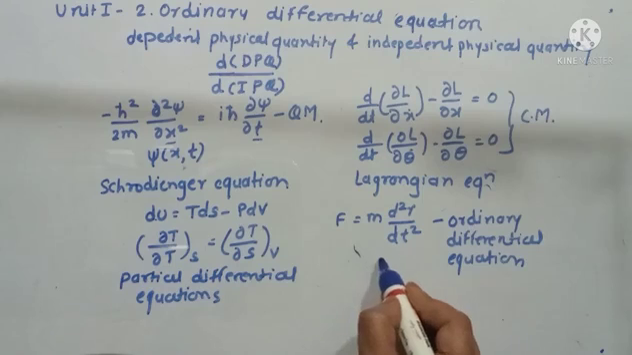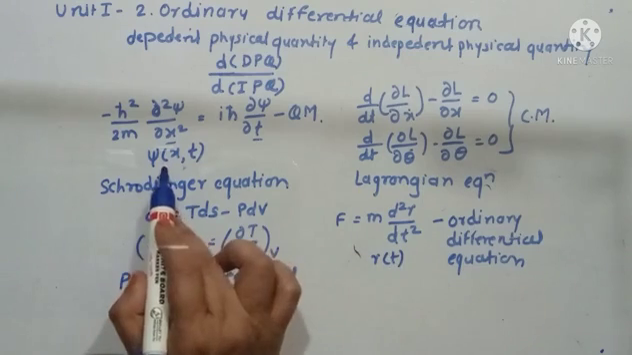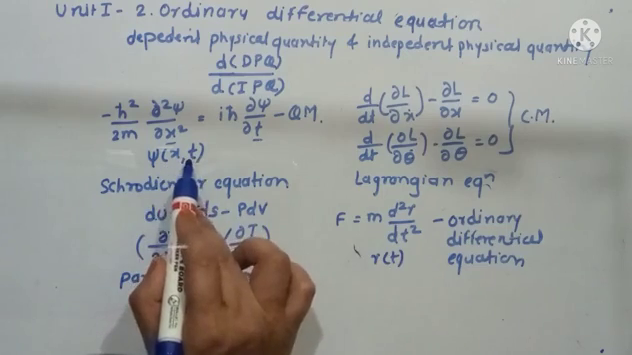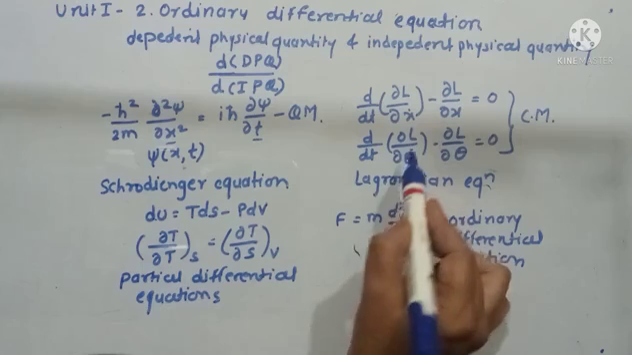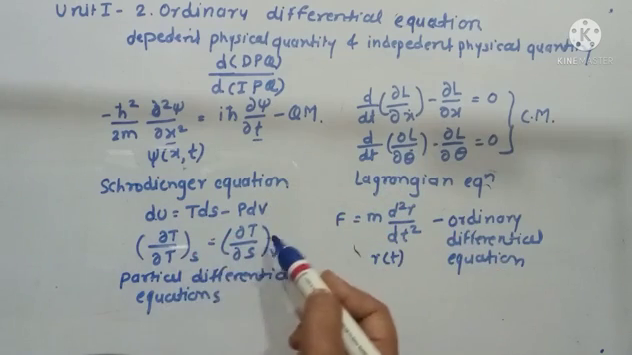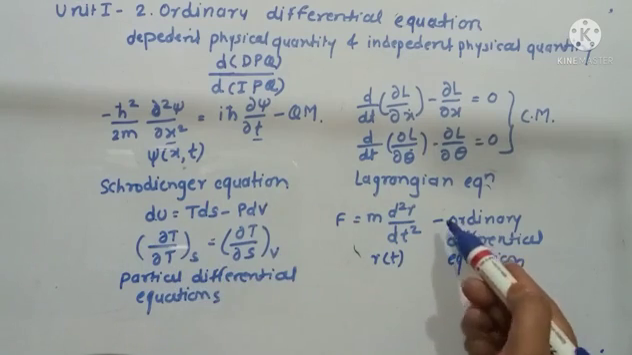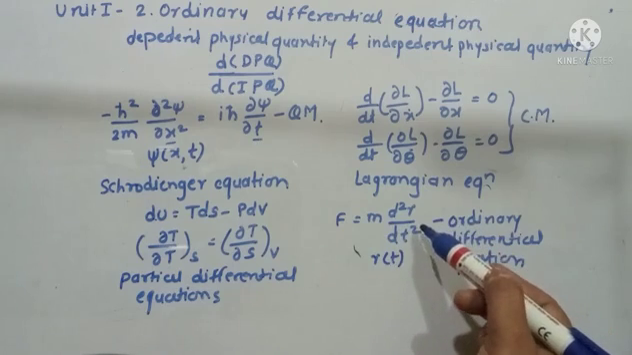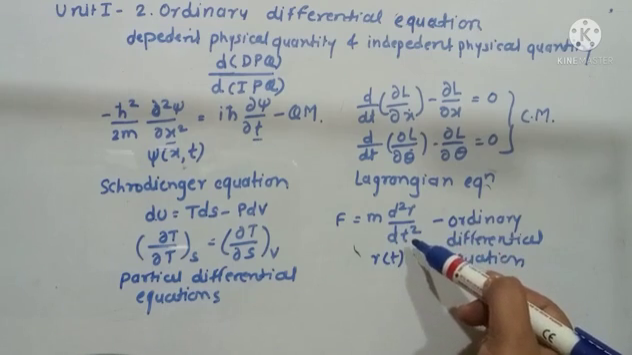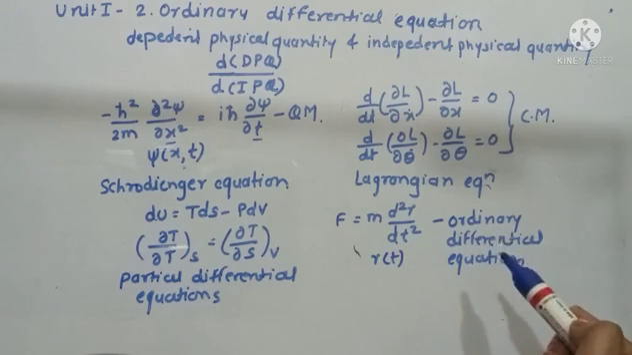So here this r is a function of only t, but here psi is a function of x and t. So the Lagrangian equations, Schrodinger's equations, and the equations like this in thermodynamics are partial differential equations, and the simple equations in which there is only one independent variable are called ordinary differential equations.